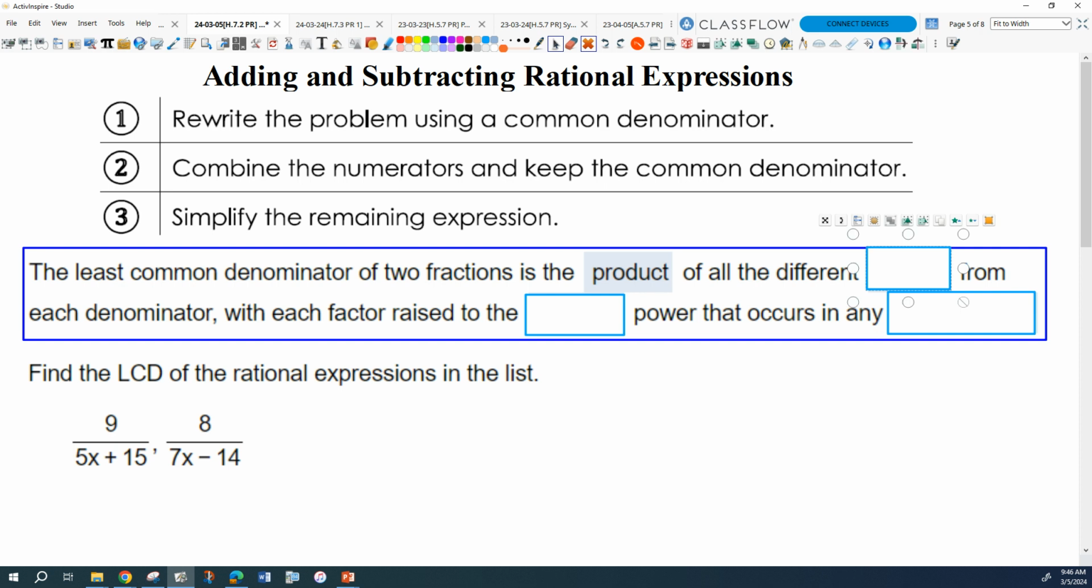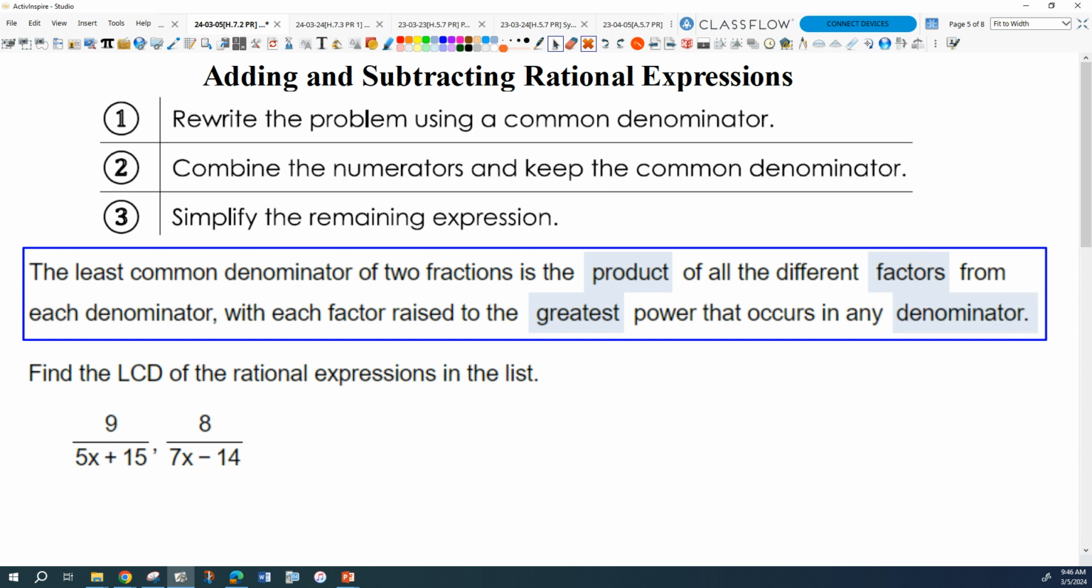Factors, yeah. All the different factors from each denominator, with each factor raised to the greatest power that occurs in any of the individual denominators, sorry. Okay, so let's find a couple of these.